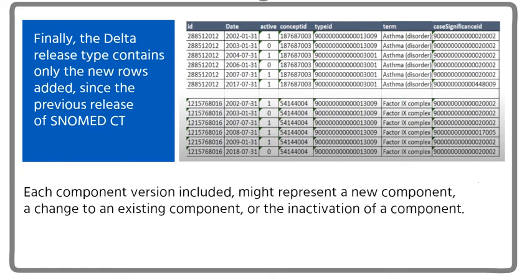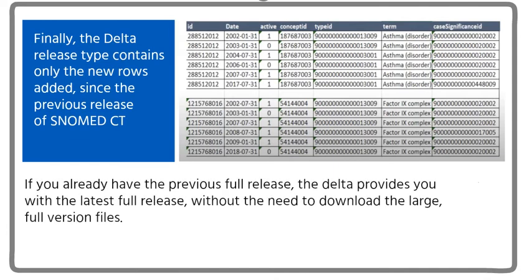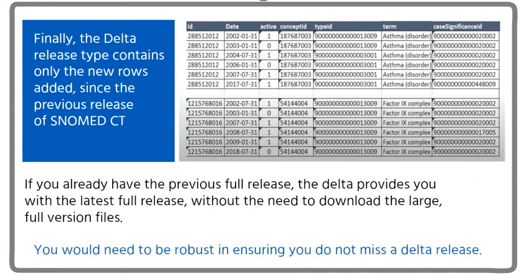Each component version included may represent a new component, a change to an existing component, or the inactivation of a component. If you have already downloaded the full previous release, the Delta provides you with the latest full release without the need to download the large full file. You would need to be robust in ensuring you do not miss a Delta release.